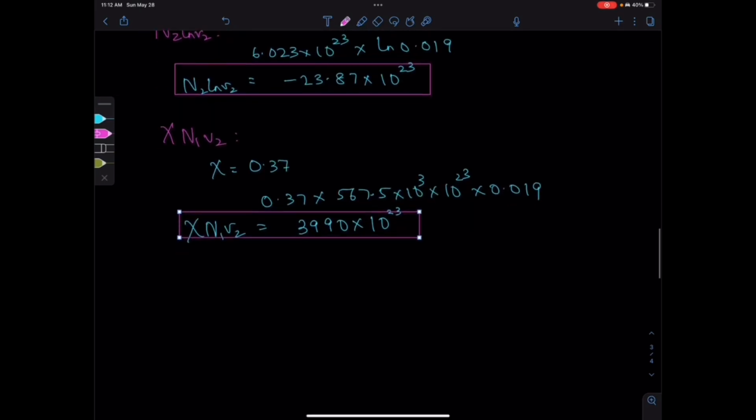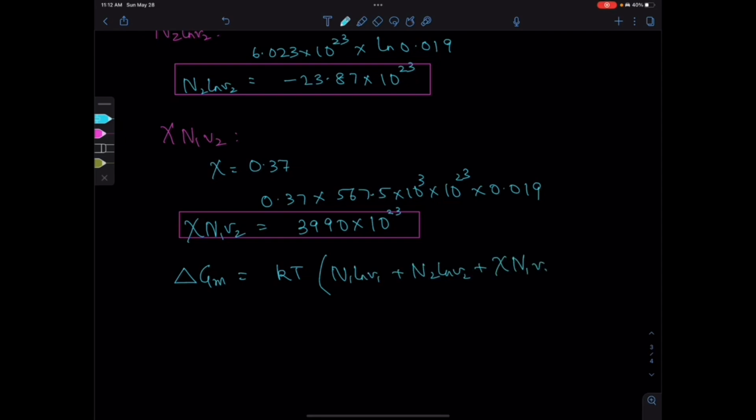Now delta G of mixing is kT times N1 ln V1 plus N2 ln V2 plus chi N1 V2. So kT was 411.24 times 10 to the negative 23.